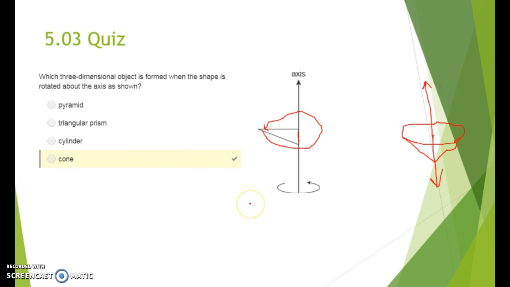And this one's a little harder to visualize just because if you're thinking of a cone, you would probably think that it would look like this, which it can. But it can also look the way it does in this example, and it's still a cone. So just remember that one.